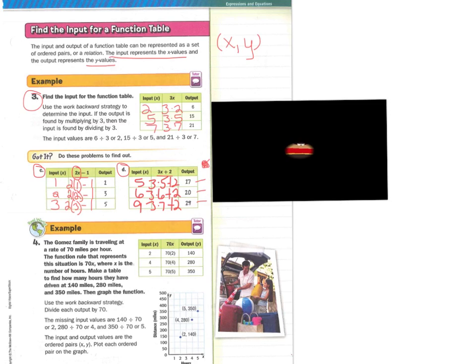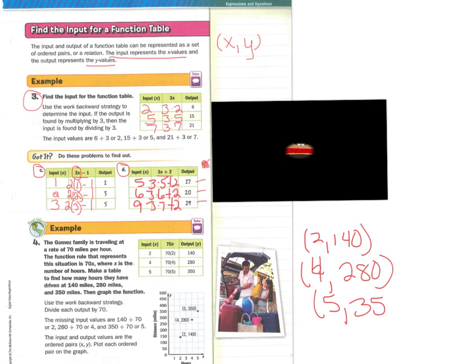Once you have this information, you need to make ordered pairs. To make ordered pairs, you take the input and the output. So your input is 2, your output is 140. Your input is 4, and your output is 280. And your last one is 5 and 350.